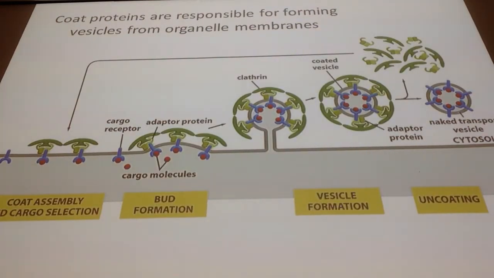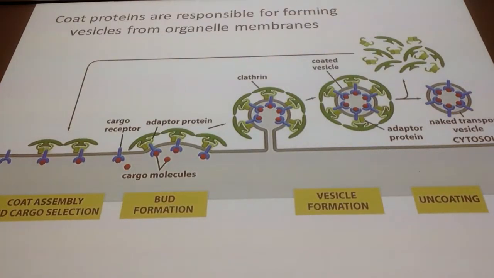Even more detail now. So budding first. There are these proteins called coat proteins. Clathrin is a type of coat protein. There are two others. There are three. There's COP1 and COP2. COP is an acronym for coat protein. So COP1 and COP2. So there are three different types of coat proteins.